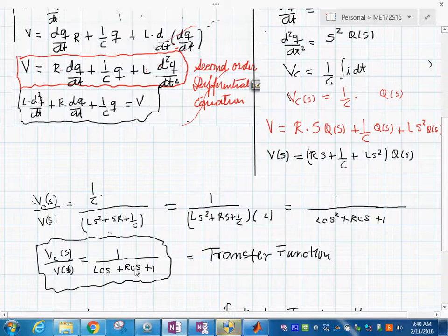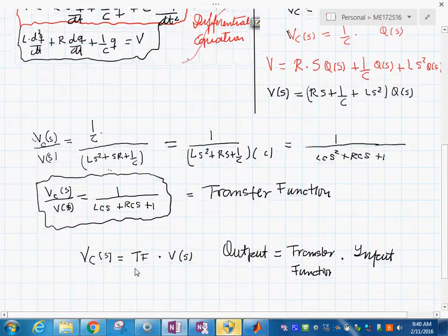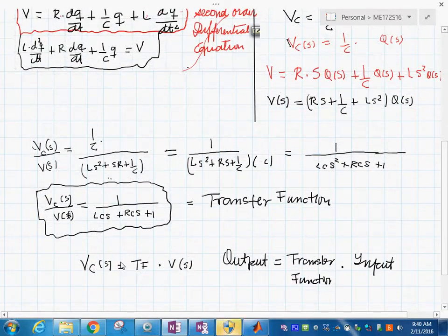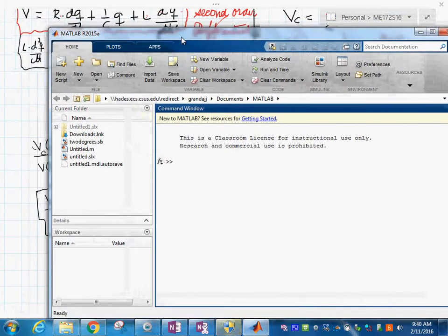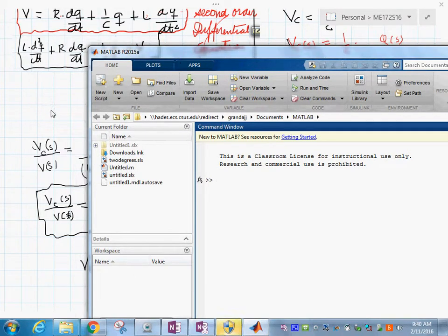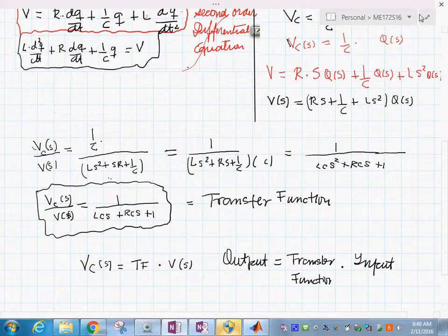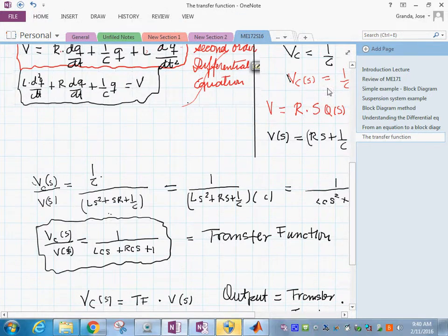You could say that the transfer function is always the relation or the ratio between an output and an input, or that the output is the transfer function times the input. So if that's the case, we would like to enter it into MATLAB. We could just reduce this window to the point that we only see the transfer function that we need. There we go.